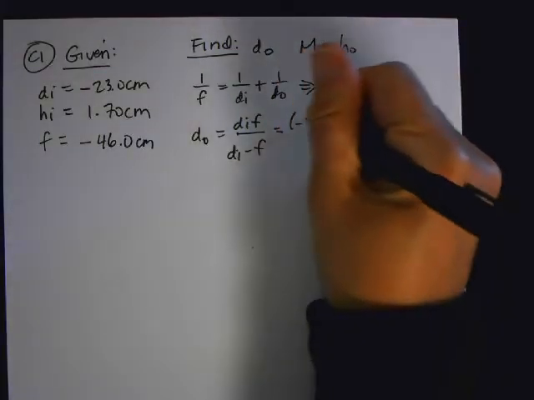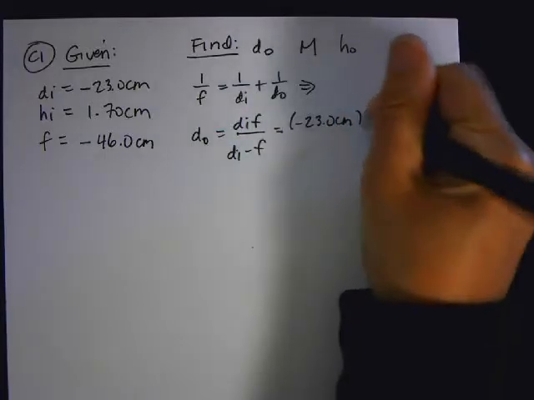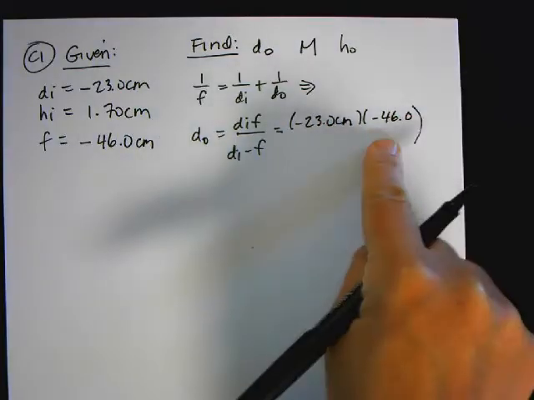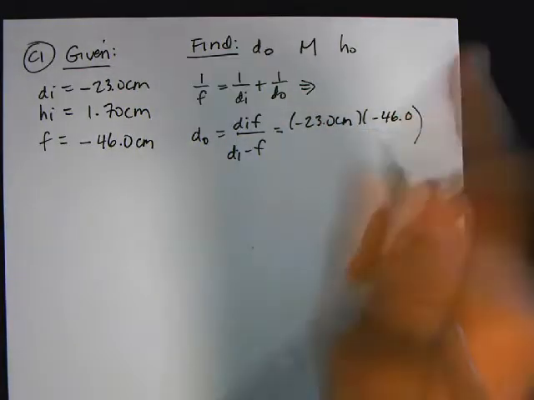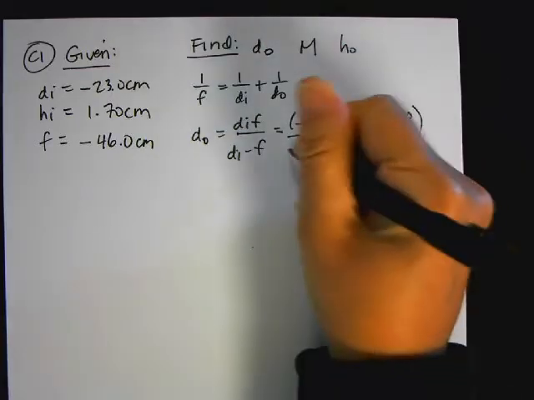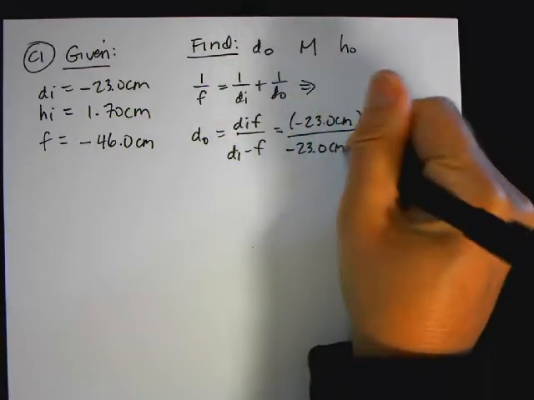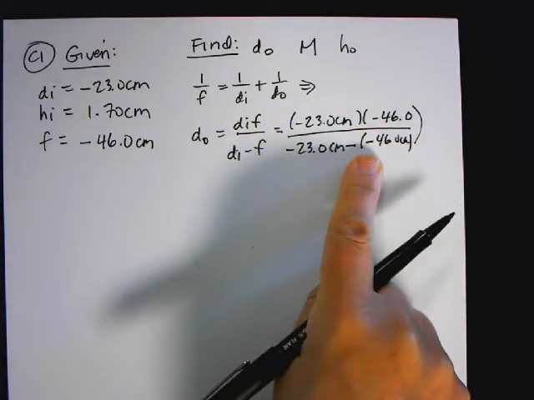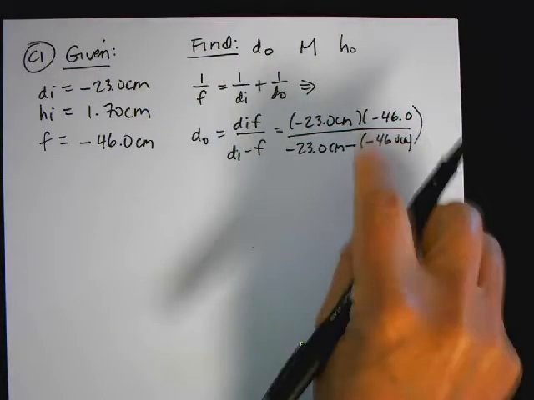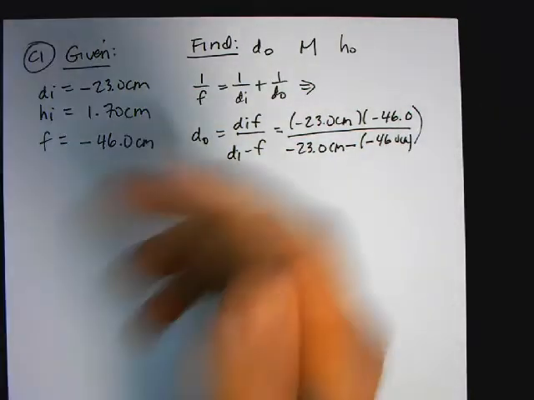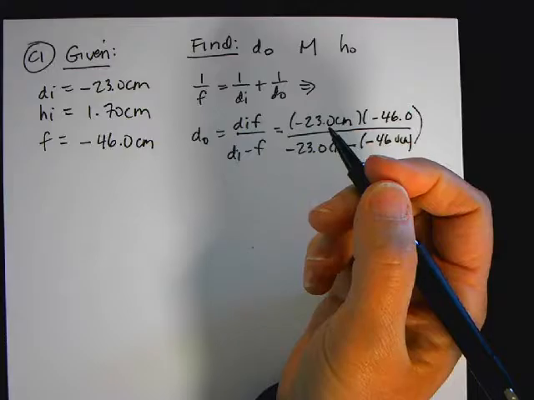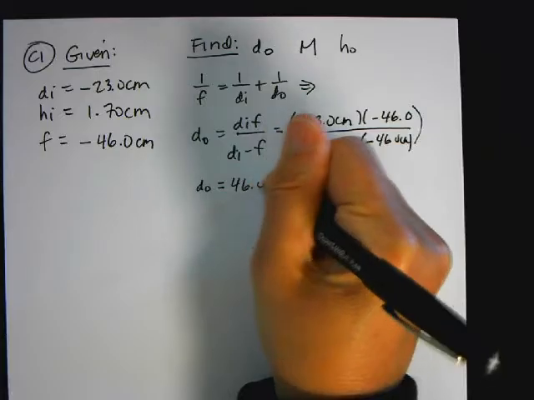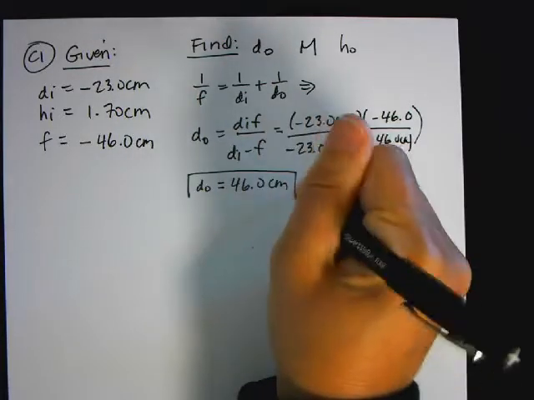So this is going to be negative 23 times negative 46. And now you see why this makes a difference, because a negative times a negative is a positive. Over negative 23 minus negative 46. And also remember, a negative times a negative times a negative is a positive, so this is going to be an addition. So when we do all that, DO comes out to be 46 centimeters. So that's the first part.